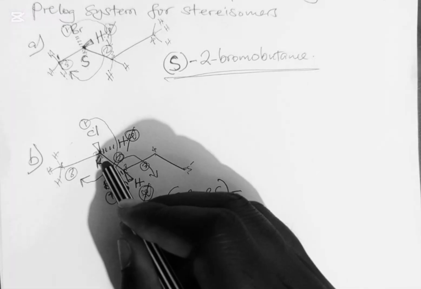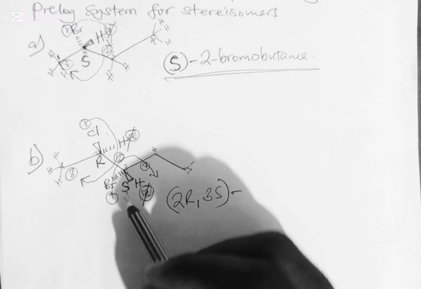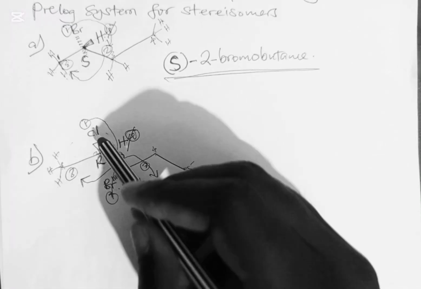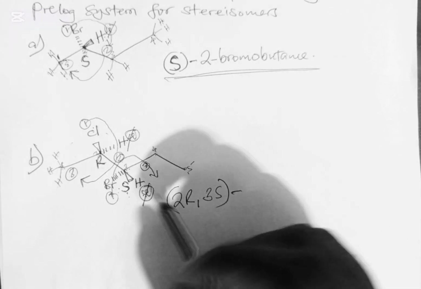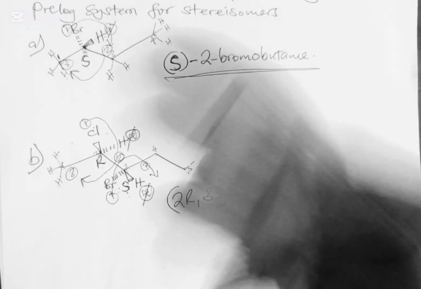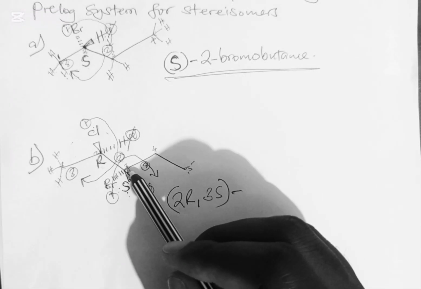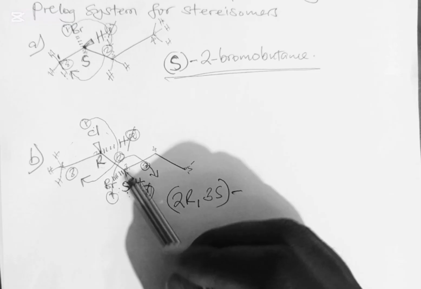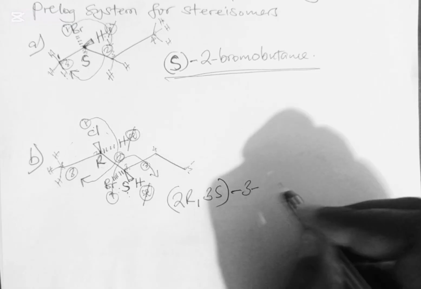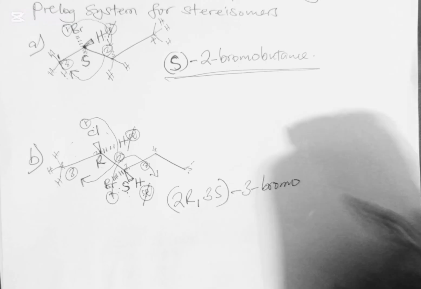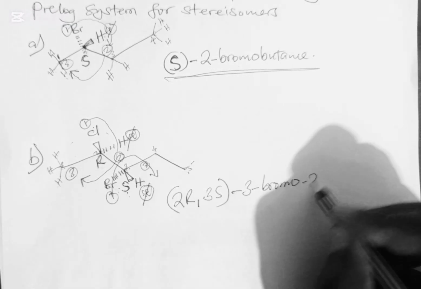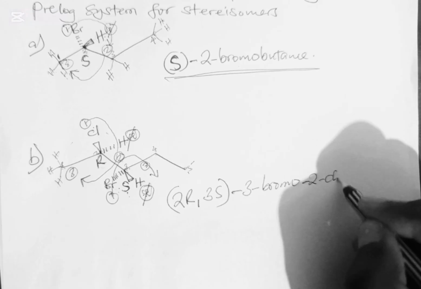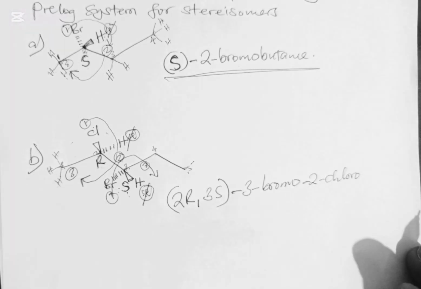Now what do you have on carbon 2 again? We have chlorine. On carbon 3 you have bromine. So between chlorine and bromine, in terms of alphabetical order, which one comes first? It's bromine. So you're going to consider bromine. So you always have to follow alphabetical order. So on carbon 3 we have bromine. So we're going to say 3 bromo. Then chlorine is on carbon 2. You say 2 chloro.